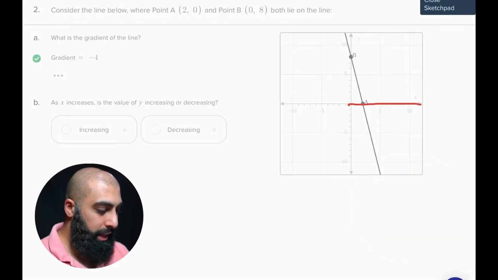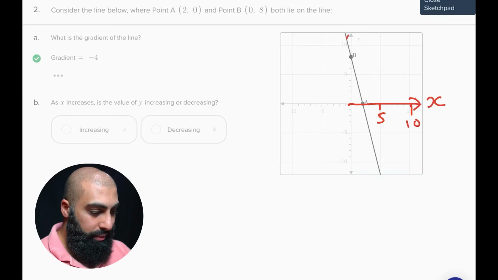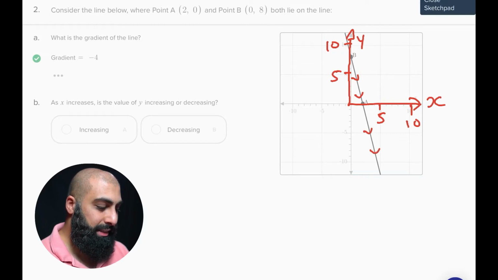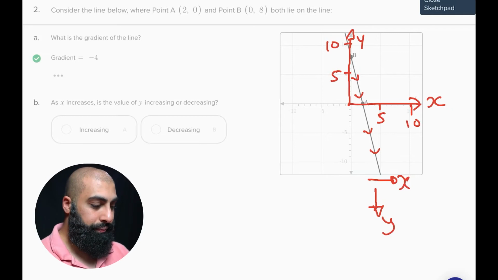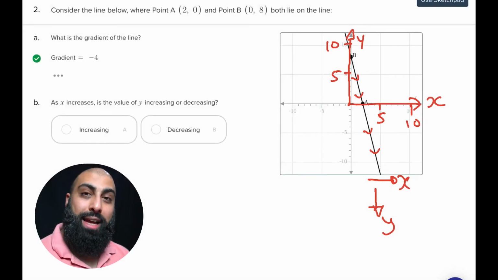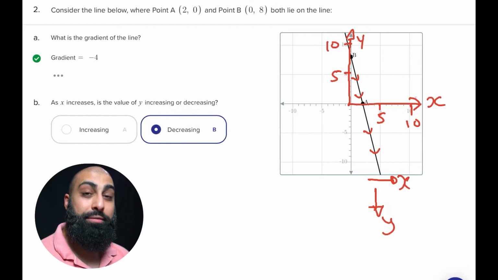As x increases, so from here it goes 5, that goes to 10, is the value of y, this is my y value, okay? This axis here is my y value. So as x increases, does y increase or decrease? Well, if you look at this, as x is increasing, y is decreasing, okay? So as x increases, the value of y decreases. Let's submit that. Excellent. We're going to continue on to question 3.